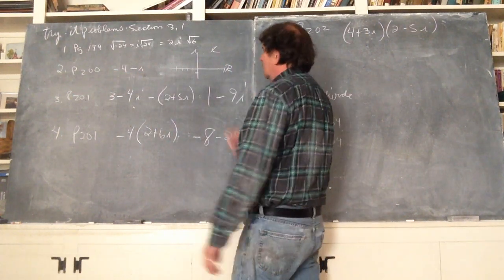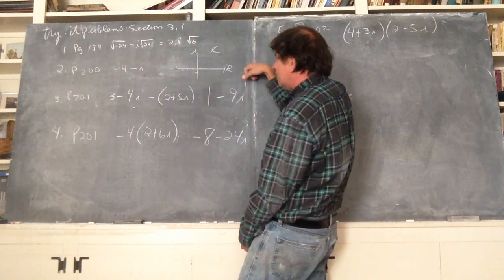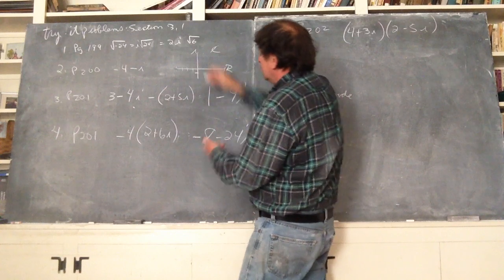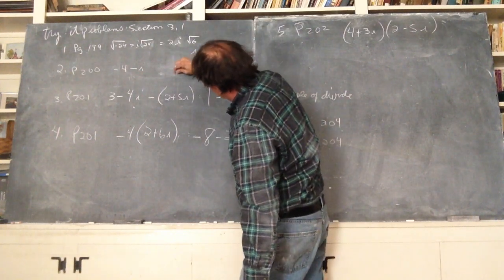And so number 2, plot this point. Well, this is the complex plane. A real number here, imaginary number here. So the point negative 4, negative i is there.